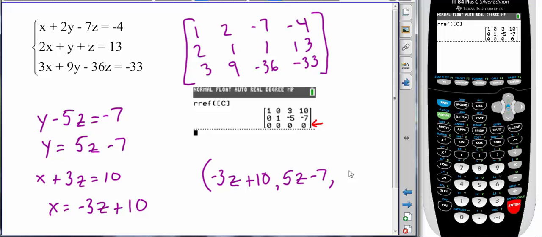Reduced row echelon form will be your friend if you learn how to use it properly.